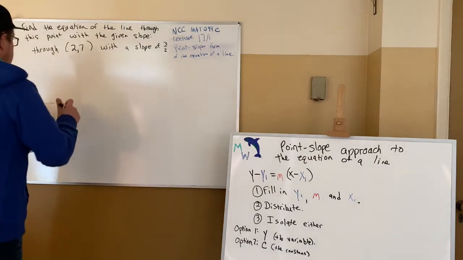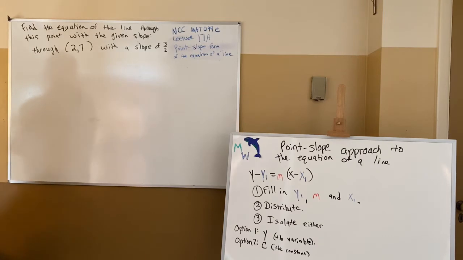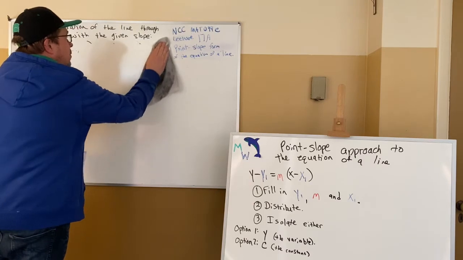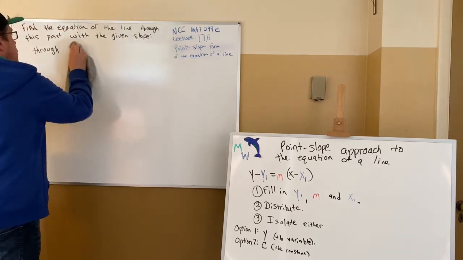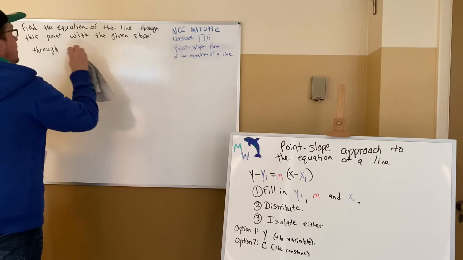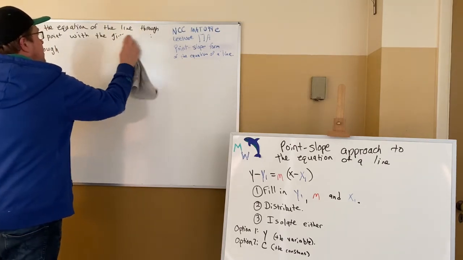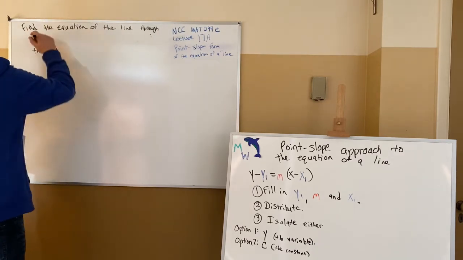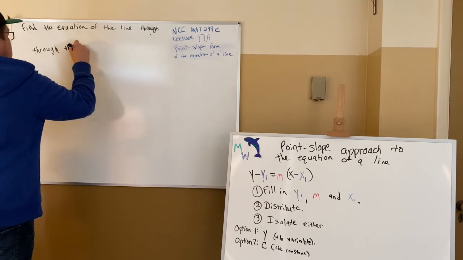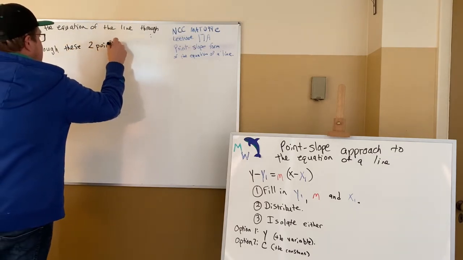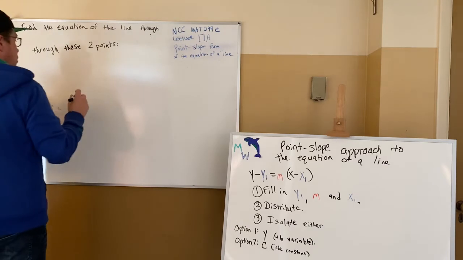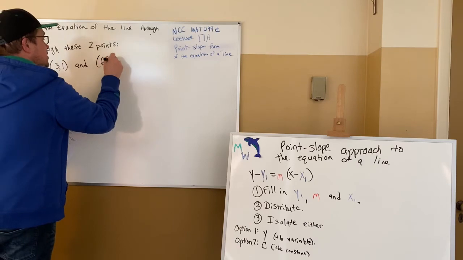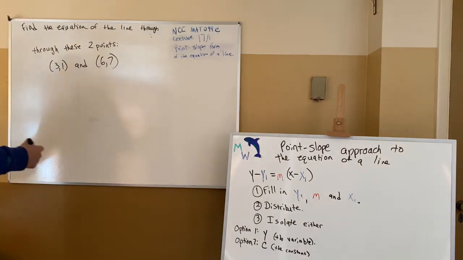So I'm going to try this point through. And I'm going to change this up. The point slope form, we need the slope and we need a point. Let's find the equation of a line through, because it's a form of this same type of thing, these 2 points. And the points here will be 3, 1, and 6, 7. We've done this exact problem before, and that's the purpose of it, so you can see the process, how much is different and how much is the same.